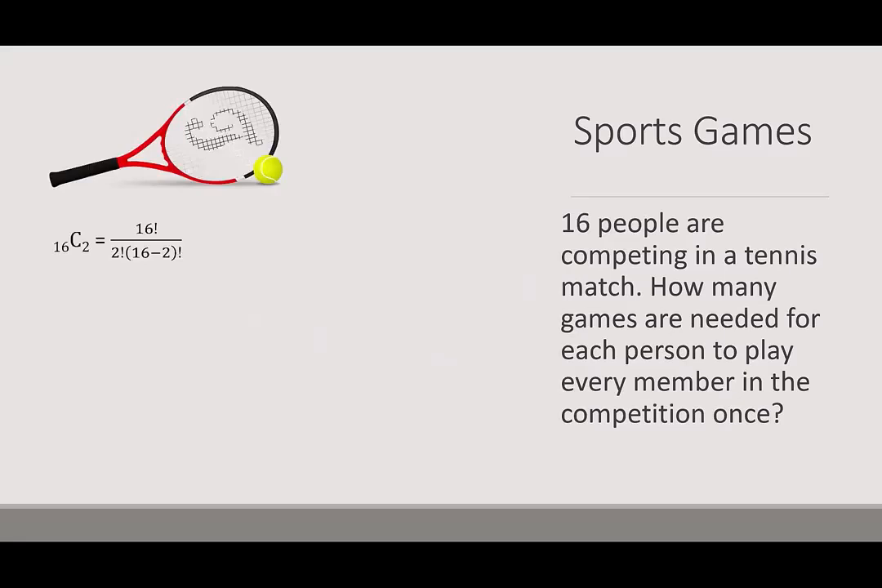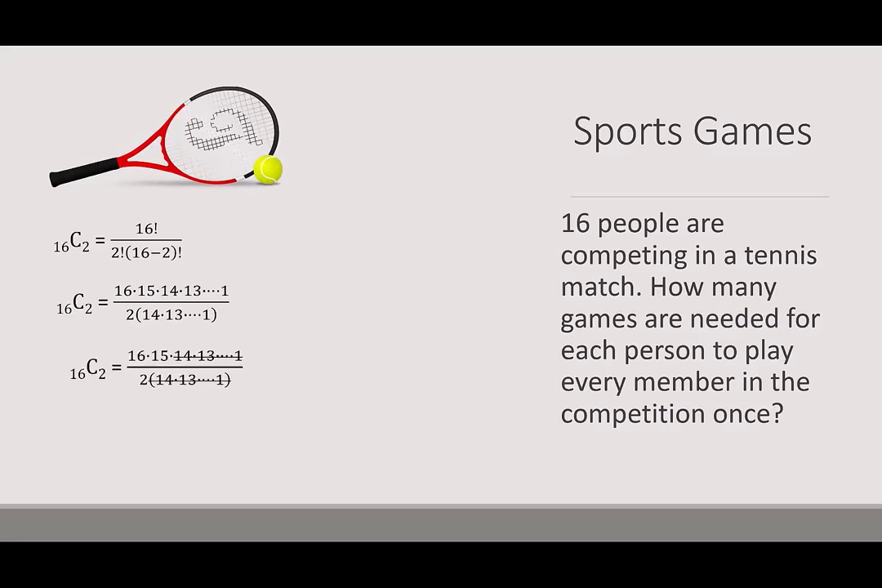In our calculation of 16 choose 2, if we do it the long way, we would have 16 factorial over 2 factorial times 16 minus 2 factorial. This expands to 16 times 15 times 14 times 13 all the way down to 1. 2 factorial is 2 times 1, which is just 2. 16 minus 2 is 14, so 14 factorial is 14 times 13, and again all the way down to 1. In the numerator and denominator, we have common factors.